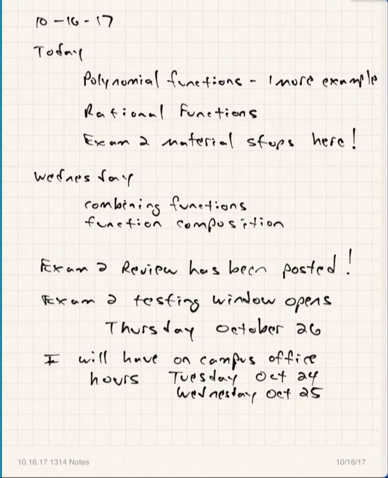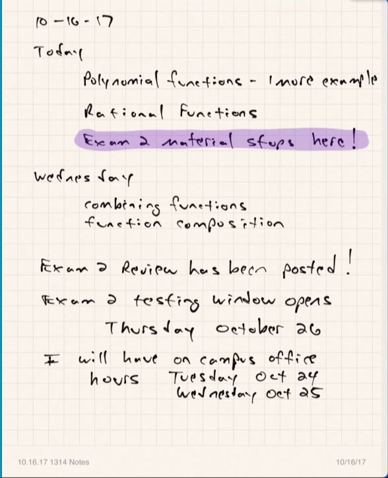And then the rest of the lecture today, we're going to talk about rational functions, graphing rational functions, and the unique things about rational functions that we need to talk about. Exam 2 material stops with rational functions. So we will go on and talk about combining functions and function composition on Wednesday. We're headed towards exponential and logarithm functions, and that's what we're going to begin on Wednesday. But that material will not be on exam 2. That will be the material that starts exam 3.